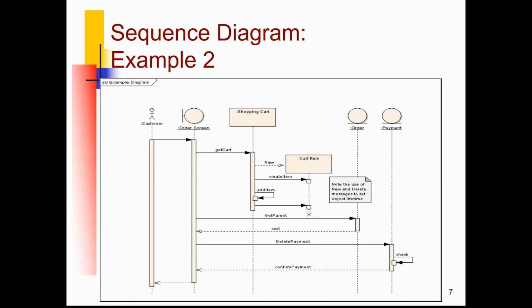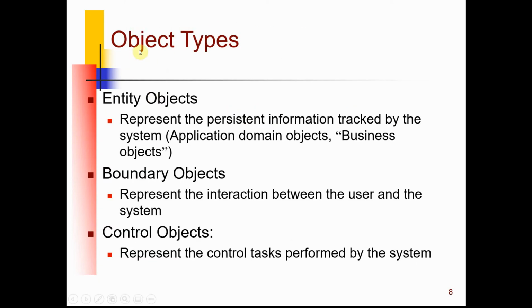So from the previous two examples, we see that the object has three types: the entity, boundary, and the control. The entity object represents the data. The boundary represents the interaction between the user and the system. You can imagine this one is like a user interface object. Control object represents the control task performed by the system. This one is usually behind.